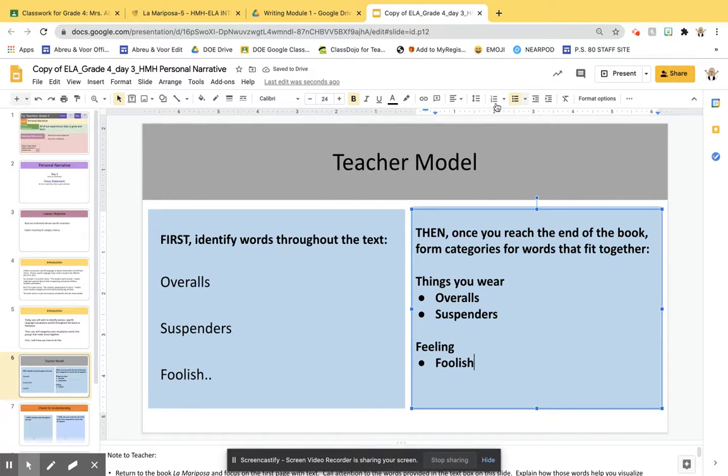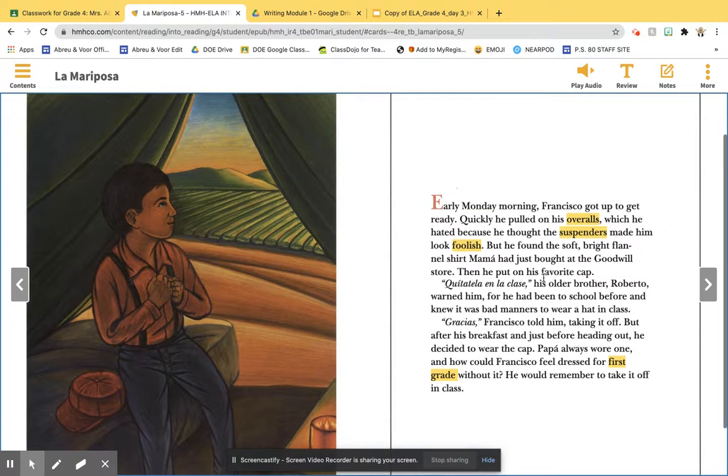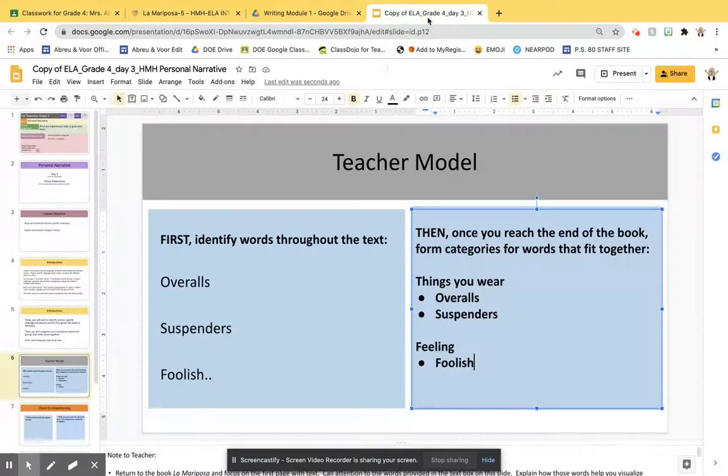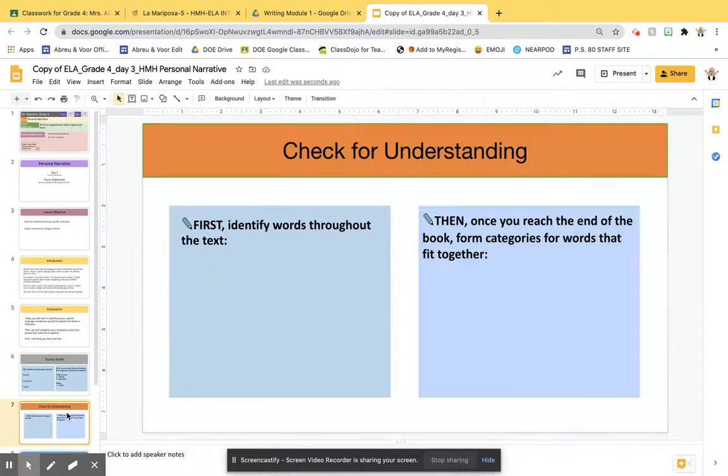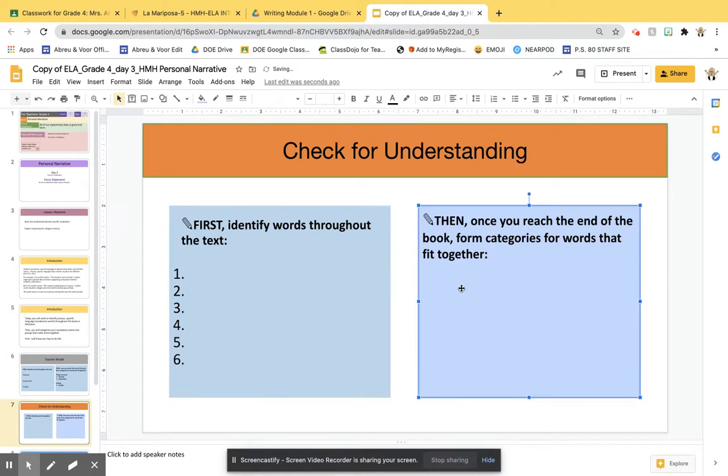So I just went right to the book and picked out words that made me imagine these things. I was able to imagine his overalls. I was able to imagine his suspenders. I was able to imagine him feeling foolish. I want you to continue reading these books and pick 6 words and write them here. So identify 6 words. And then I want you to form them into categories.